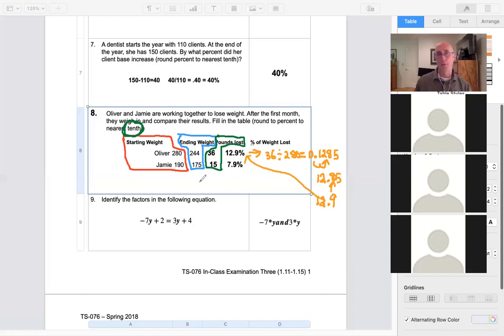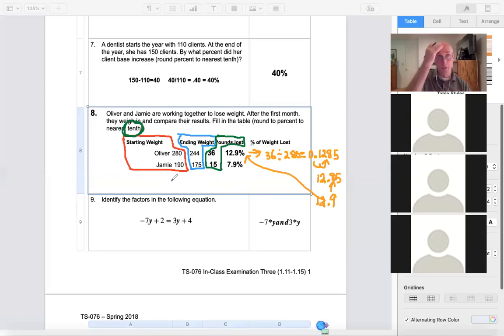We'll do the same with Jamie and any others. We go starting weight, ending weight. Subtract the two, she lost 15 pounds. Divide the 15 pounds by her starting weight, 190, and that gives you 7 point 8 something, which, with a number that's 5 or more, rounds up to 7.9. I hope that was helpful. All of those are really using the same formula, which is the formula for percent change.